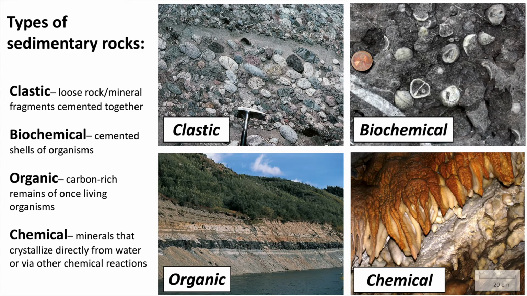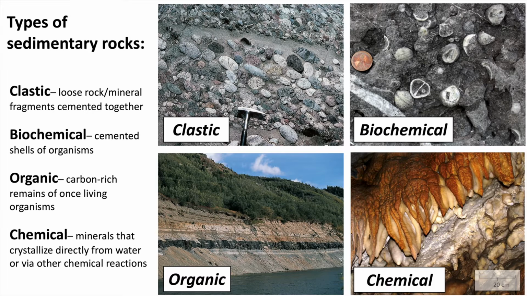And so, as a quick reminder about the 4 main types of sedimentary rocks. Our clastic sedimentary rocks are going to be the ones where you have those pieces of originally loose rock and mineral fragments that have later been cemented together. Biochemical rocks are going to be cemented together shells of organisms. So, all of the limestone that we have here in Kentucky is going to fall into that category.